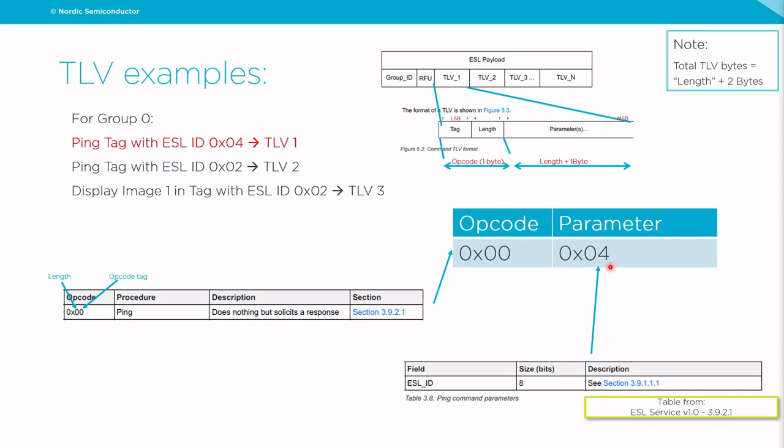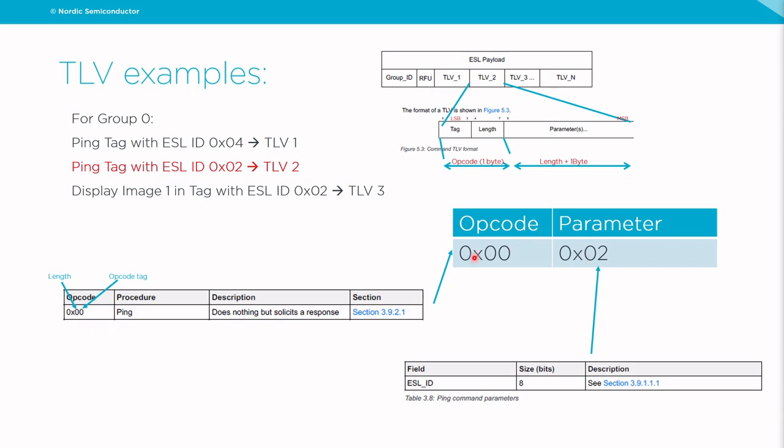However, when choosing the parameters, we need to look into the standard. It's the spec that tells us which parameter to use in combination with each opcode. As you can see here on the table, we have a parameter specified for the ping, and this parameter is the ESL ID. So what we include in the parameter field is the ESL ID of the tag we want to ping in this group, which is tag number 4. We have built the first TLV, the first command that we will include in the sub-event of the periodic advertising with response, going to address the tags in group 0.